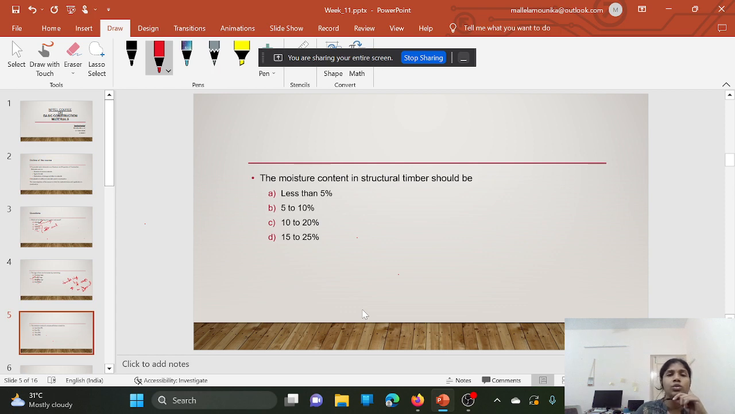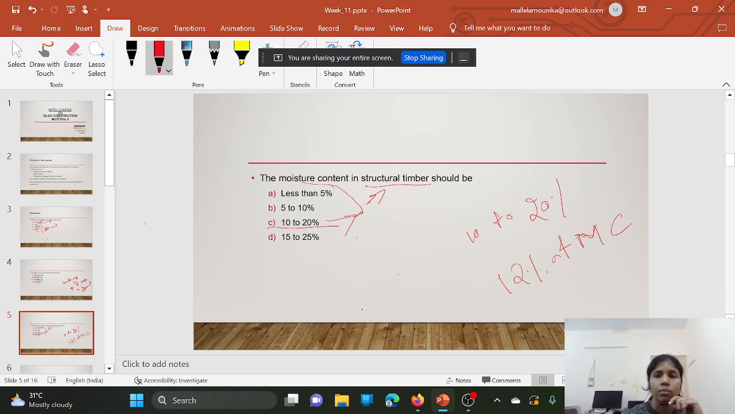So in case of structural timber, there is a limitation for the moisture content. The moisture content should be around 10 to 20%. In case of structural timber, the moisture content should be in between 10 to 20%. So ideally around 12% of the moisture content has to be retained in the timber which you are going to use for structural purposes.